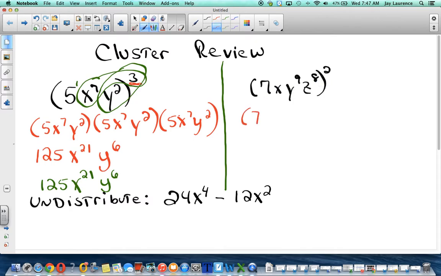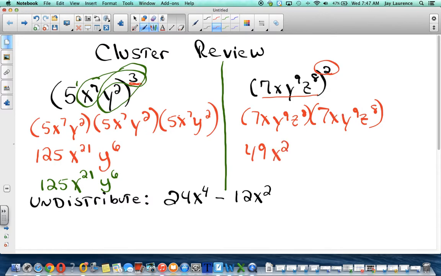It would be 7x y to the 9th z to the 8th times the quantity of 7x y to the 9th z to the 8th. How did I know to write it twice? Because there's a 2 here. That exponent, that power, means there are 2 of those groups or quantities. Just multiply your 7s. 49. x times x is x squared. Y to the 9th times y to the 9th would be y to the 18th. Z to the 8th times z to the 8th would be z to the 16th.